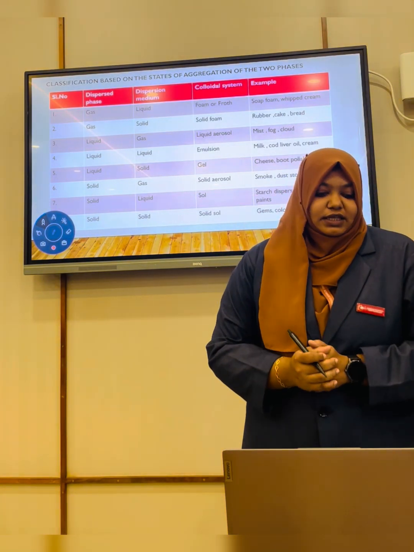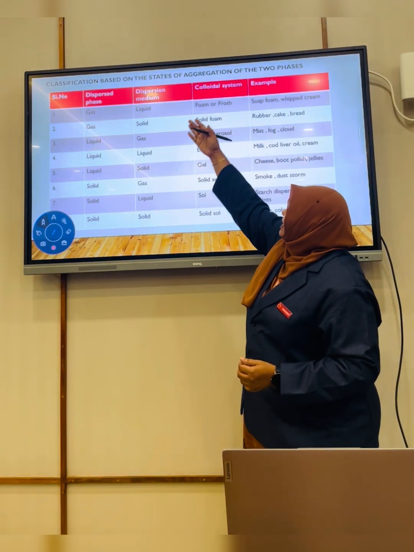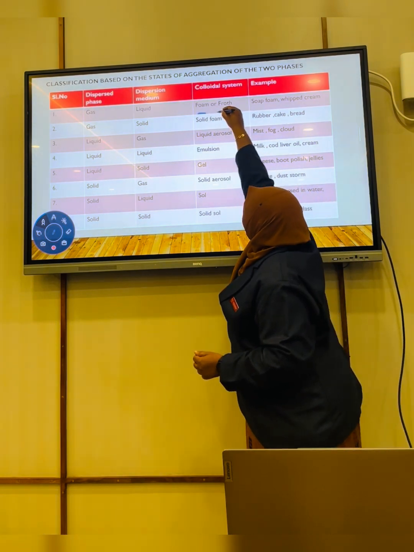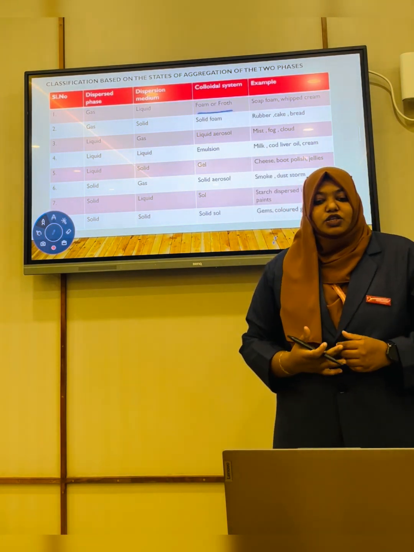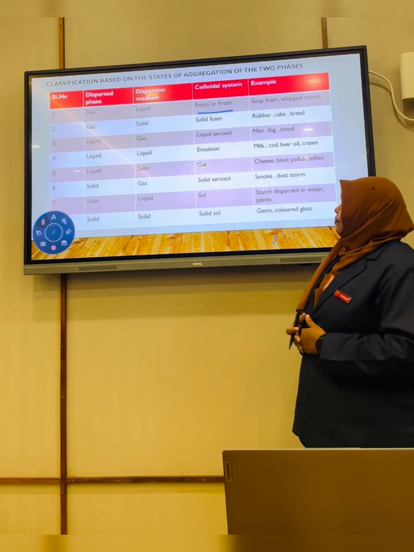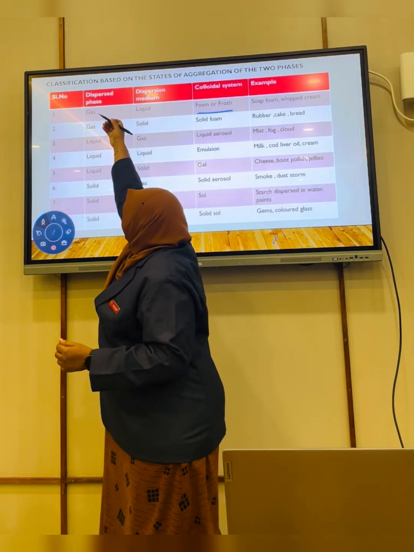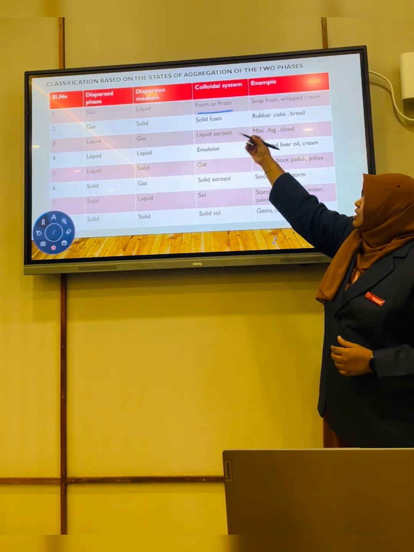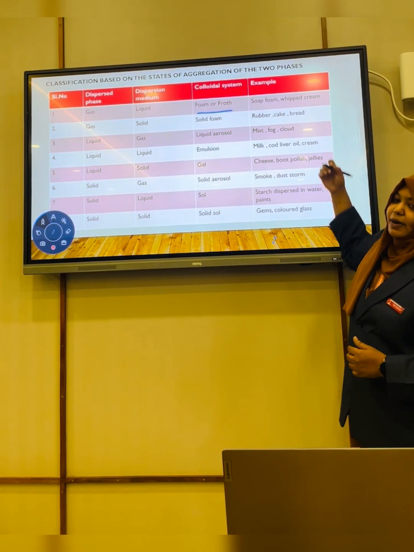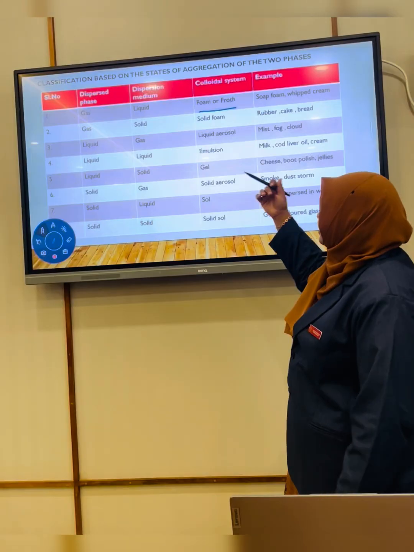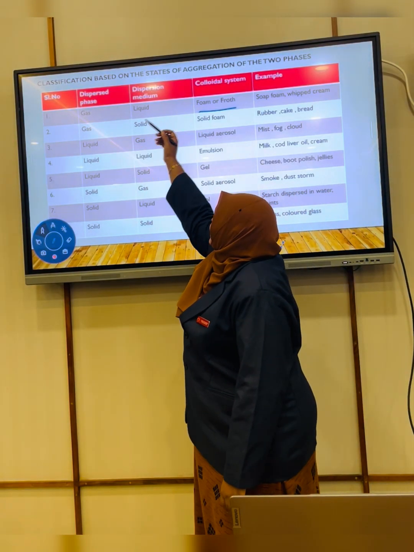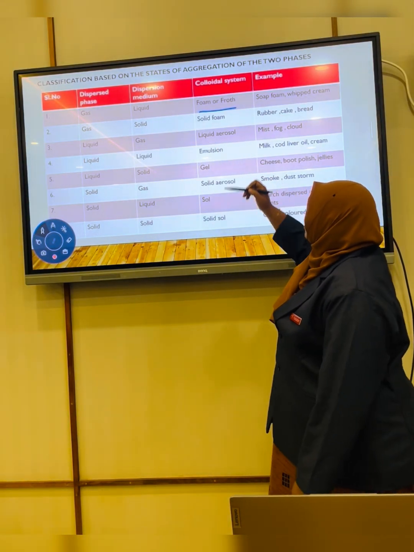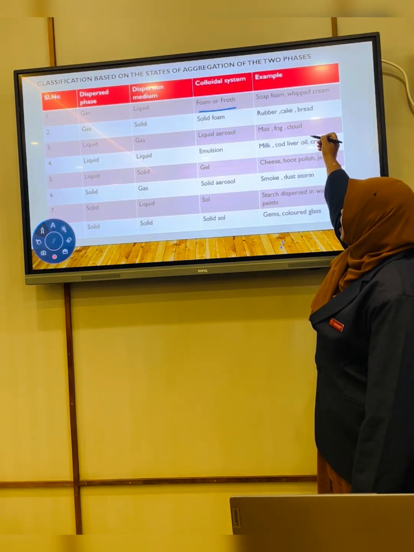The first one: if the dispersed phase is gas and the dispersion medium is liquid, we call the colloidal system foam or froth. The examples are soap foam, whipped cream, etc. The next one: if the dispersed phase is gas and the dispersion medium is solid, the colloidal system is solid foam. The examples are rubber, cake, bread, etc. If the dispersed phase is liquid and the dispersion medium is gas, we call the colloidal system liquid aerosol. The examples are mist, fog, cloud, etc.